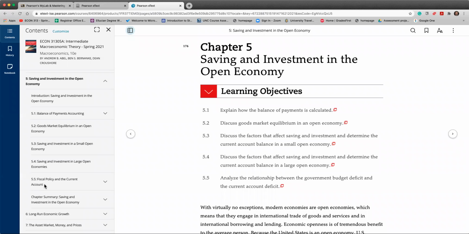Fiscal policy has to do with taxing and spending by the federal government. And we want to look at what the impacts of changes in taxes and spending are on the international economy, in particular, the current account, as it says there. The current account is really, for our purposes, the net exports, or our trade deficit or trade surplus in the economy. So that's really the outline for this chapter.